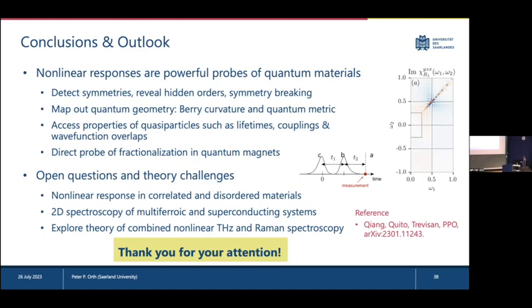They can access properties of quasiparticles such as lifetimes and couplings and wave function overlaps. So they give you additional information about the nature of the excitations in the system, which is something we're very interested in. And in our case, they were also a probe of the fractionalization of quantum magnets. So there was a clear distinction between the role of visons and the role of Majoranas. Let me end with a couple of open questions and theory challenges.